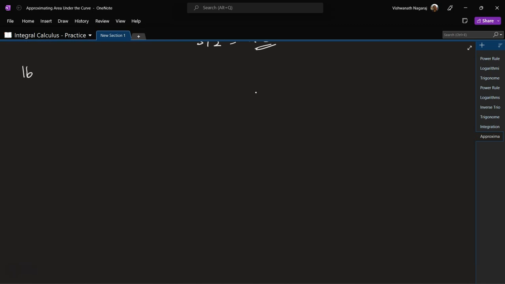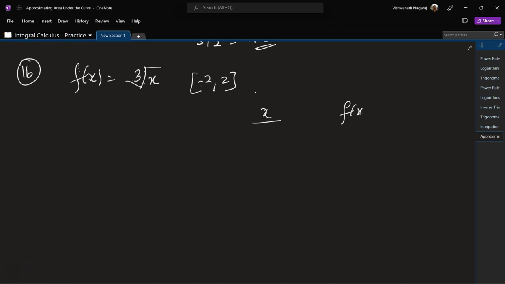Okay, 16th one. f of x is equal to cube root of x in the interval minus 2 to 2. Now, again, x, f of x: minus 2, minus 1, 0, 1, 2. If it is minus 2, then it will be minus 1.26. If it is minus 1, it will be minus 1, then 0, 1, and 1.26.